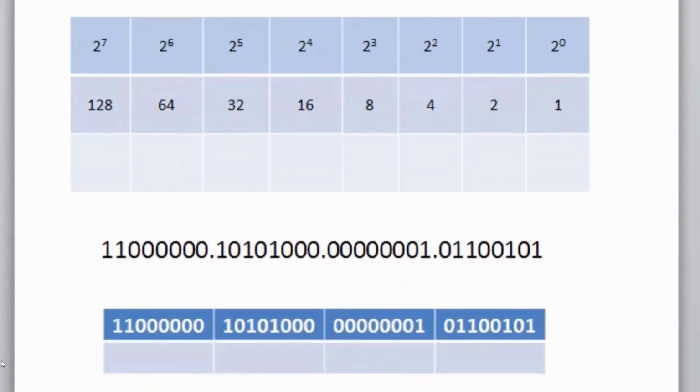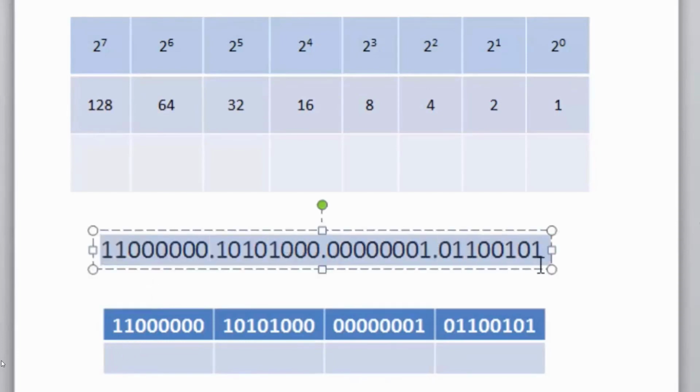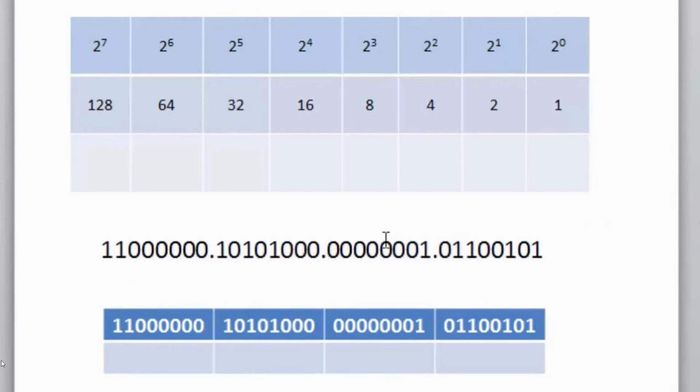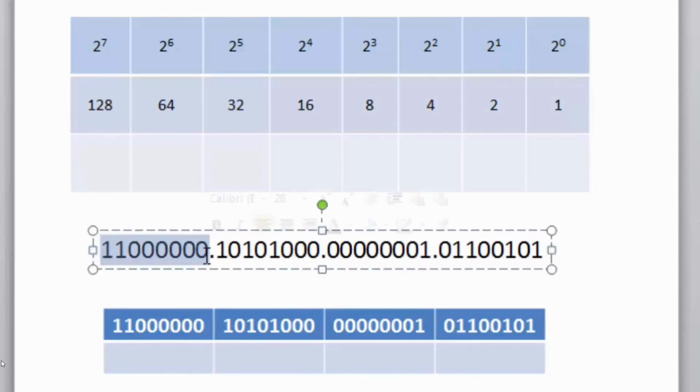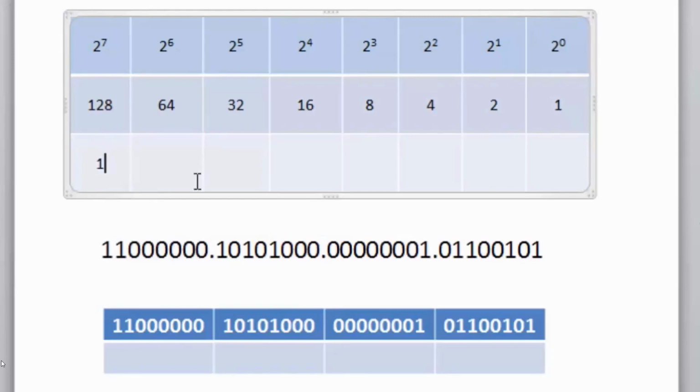Now let's look at a full IP address in binary. I'll go to my next slide, and you can see in this next slide, I now have a 32-bit IP address, 4 octets, or 32 bits total. If I want to convert this binary IP address to decimal, all I need to do is count up each individual octet. Let's start with the first one right here. We can see that 1, 1, 0, 0, 0, 0, 0, 0. 128 plus 64 is 192.